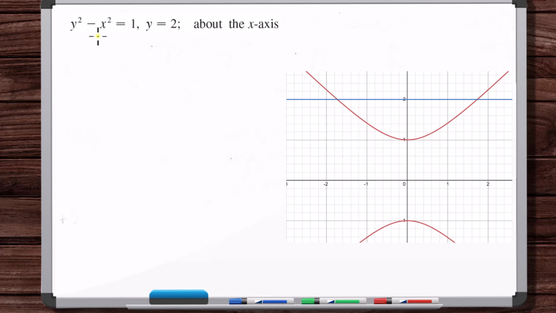Okay, so here we want to rotate the area contained between y squared minus x squared equals 1, which is this curve, and y equals 2. So we want to rotate this area about the x-axis. Okay, so do we use the x-axis or the y-axis as the independent variable?